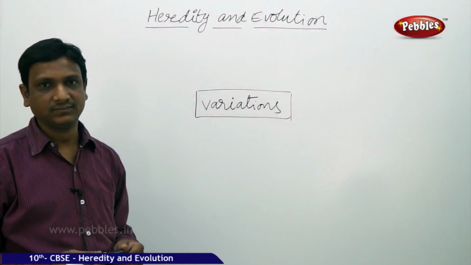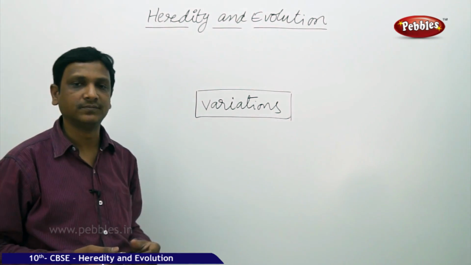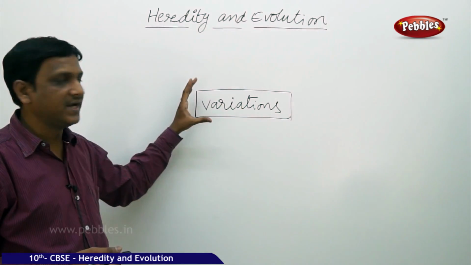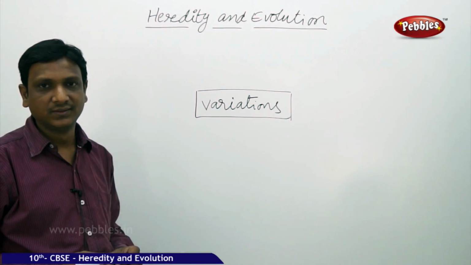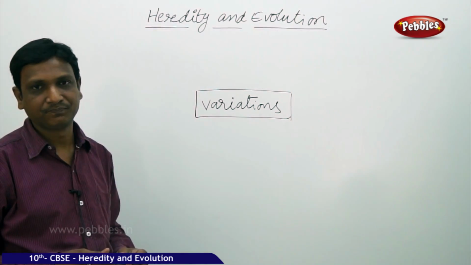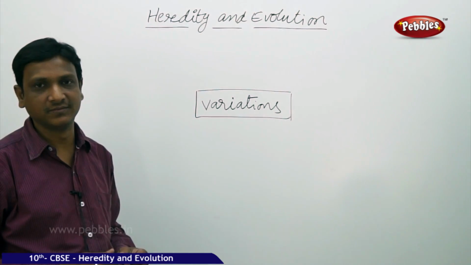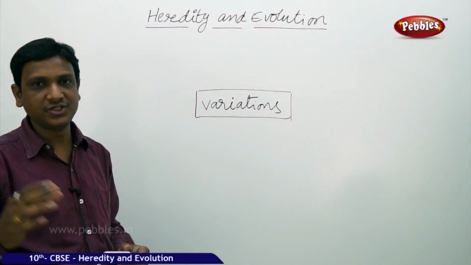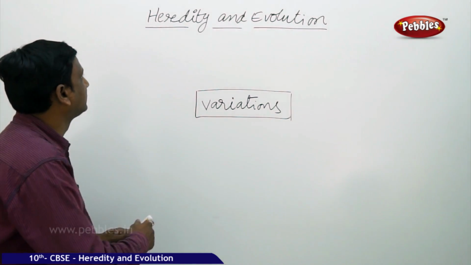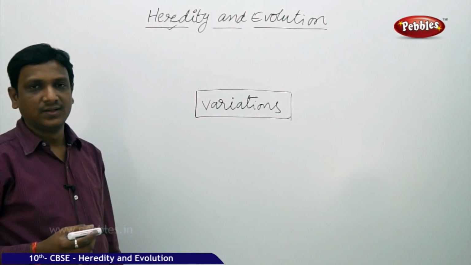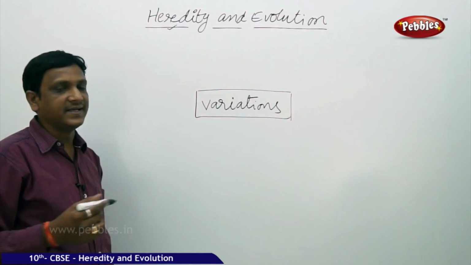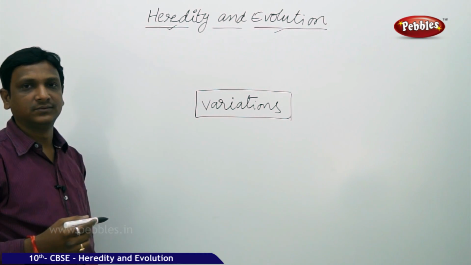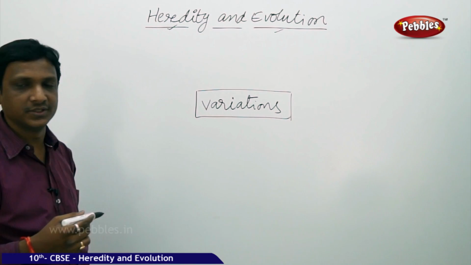So what is the link between these variations and heredity and evolution? This lesson tells us that these variations, the changes that happen during the copying of DNA in the process of reproduction, are inherited from generation to generation. This is called heredity. These variations and heredity help in the process of evolution. This is what we are going to learn in this chapter, heredity and evolution.